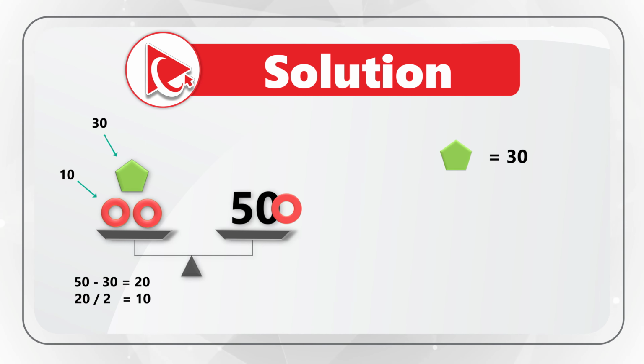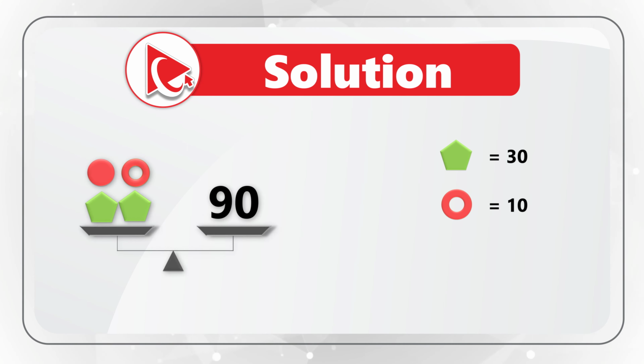On the next scale, we have 2 pentagons, 1 circle, and 1 bagel, and the combination of these shapes equals 90. Let's do the math. 30 plus 30, which is the value of 2 pentagons, plus 10 equals 70, which means that the circle equals 90 minus 70, which equals 20.